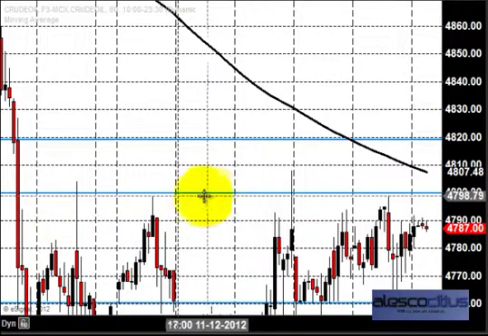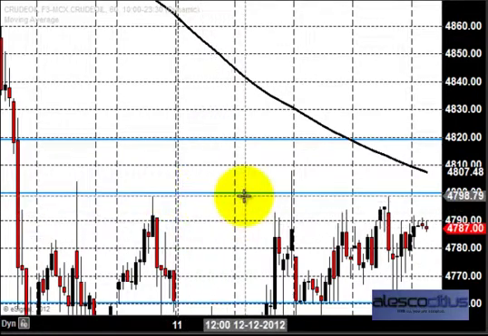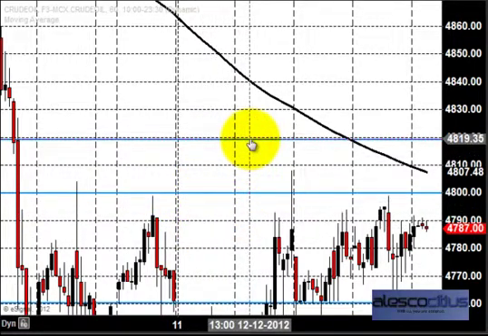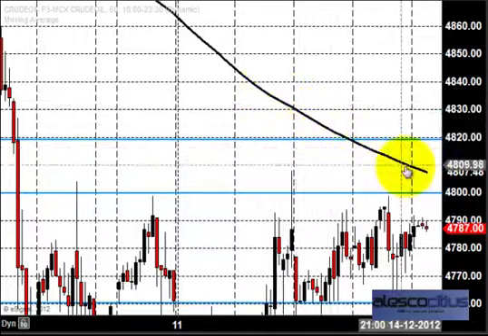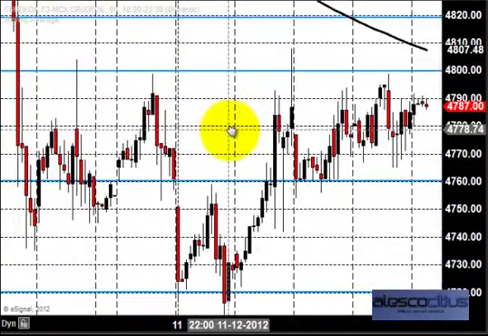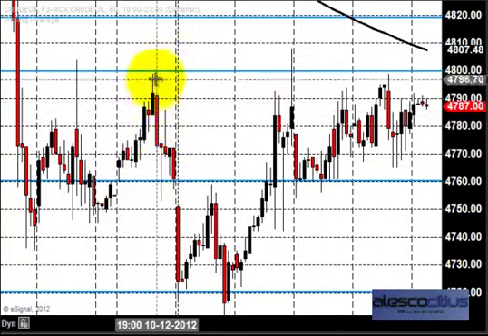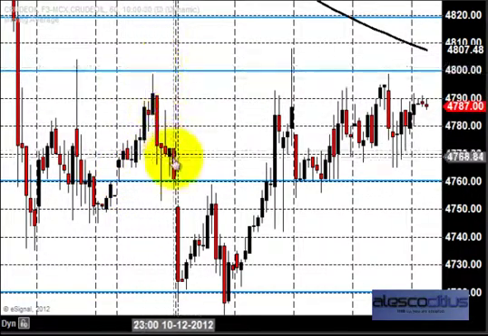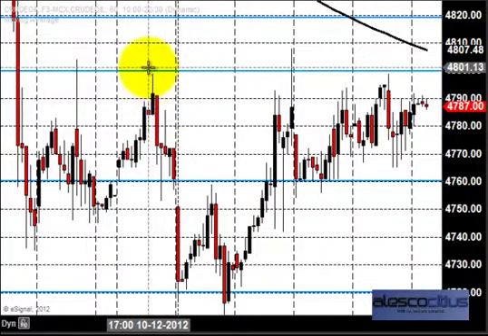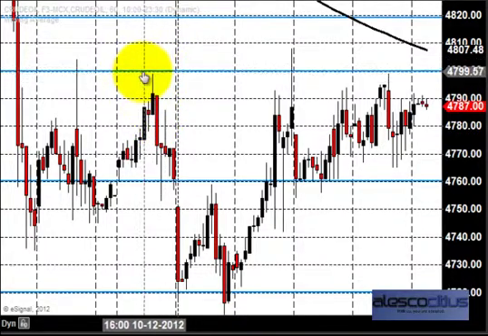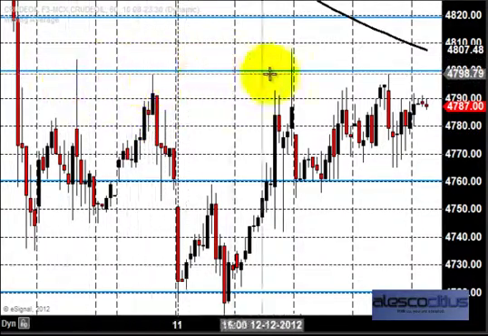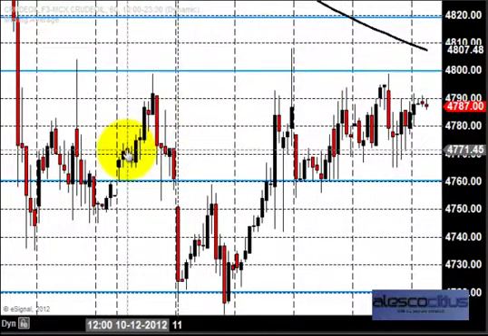Now we have marked a clear zone of 4,800 and 4,820, and the average is also staying within the zone. We can see that on Monday the price went up and tried to hit this 4,800 and then came down. So this 4,800 was acting as a resistance.